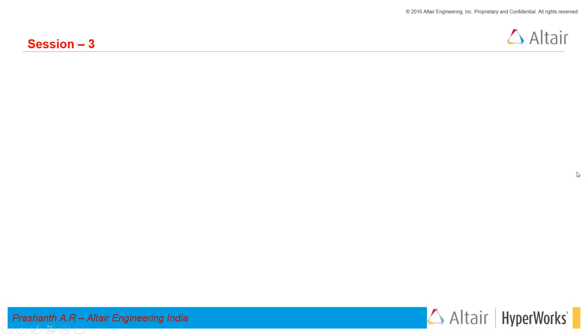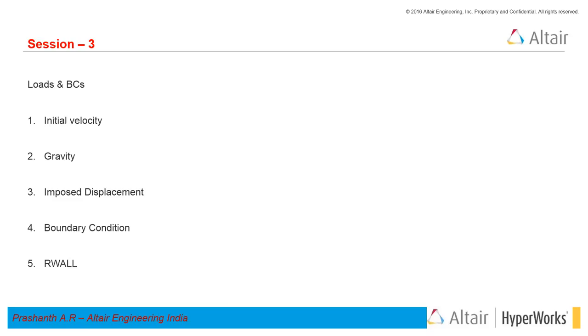Welcome to session 3 of Hypermesh Ready-Use Interface Demos. In this section, I'll demonstrate creating the different loads and boundary conditions. The loads and boundary conditions I'll be creating in this session are an initial velocity, which will make an impact case, and I'll apply the gravity load, just to have variety in the demonstration.